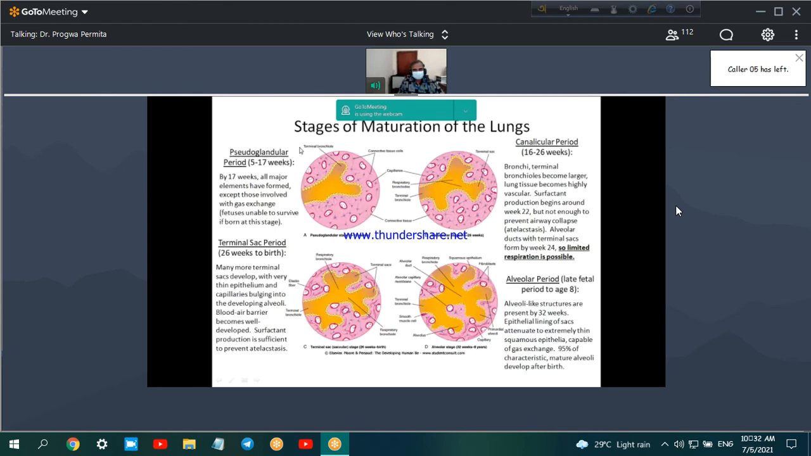The stages of maturation of the lungs, which we already discussed earlier: the pseudoglandular period, 5 to 17 weeks. By the 17th week, all major elements have been formed except those involved with gas exchange. So a fetus born at this stage is unable to survive, due to failure of development of the gas exchange unit of the lungs.